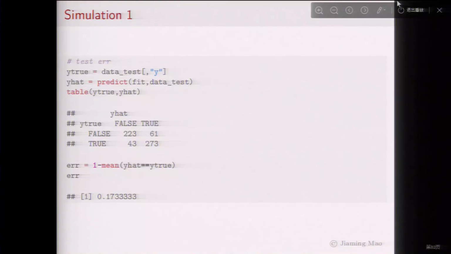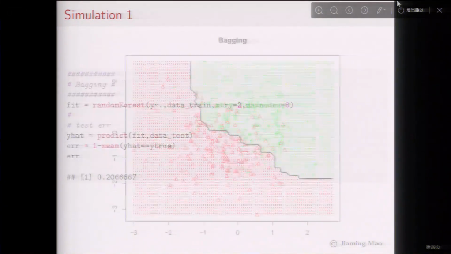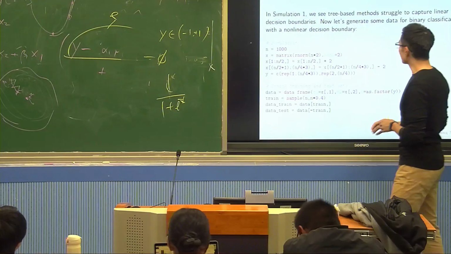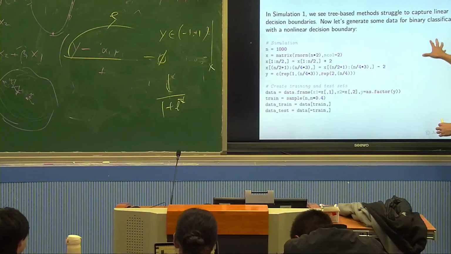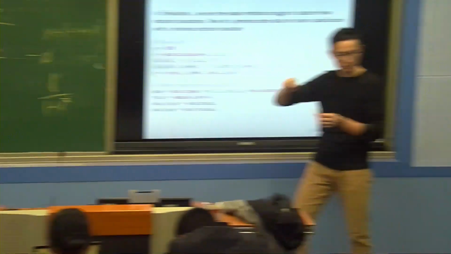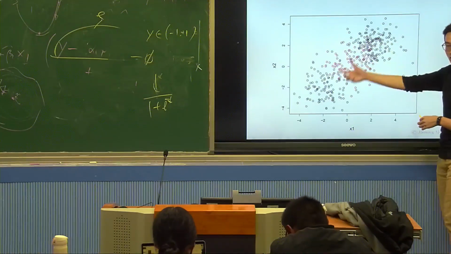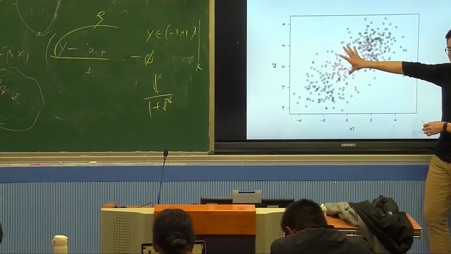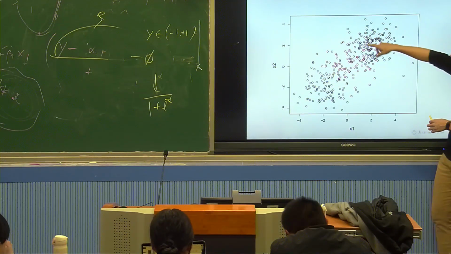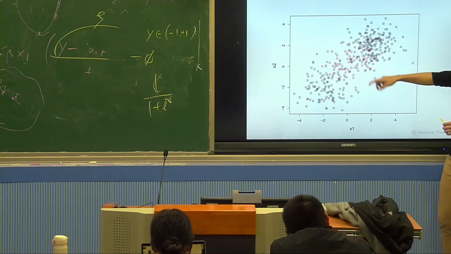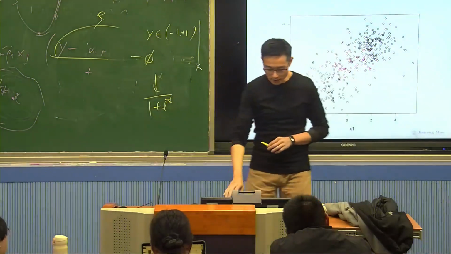So in simulation 2, I'm going to have a binary classification problem with a non-linear decision boundary. Here's the data. We have 2 classes. One class is here, the other class is here. The decision boundary is completely non-linear. There's no linear line that can separate them. So let's try different methods.